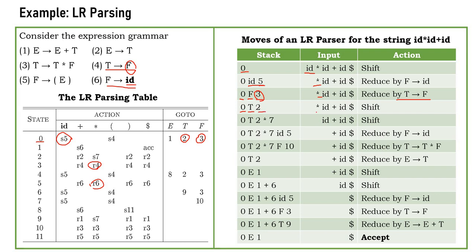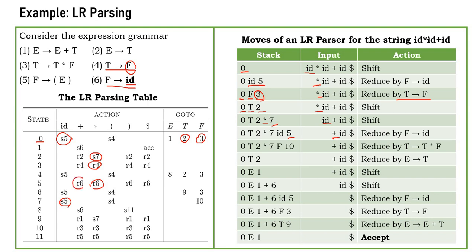Then next we have to check this 2 and star. 2 star. So it is S7. So S7 means what? We have to do the shifting. So star will be shifted into the stack, and 7 is also shifted into the stack. Then again we have to check this 7 and ID. So 7 ID. It is S5. So again we are doing the shifting. This ID will be shifted into the stack, and this 5 is also shifted into the stack.